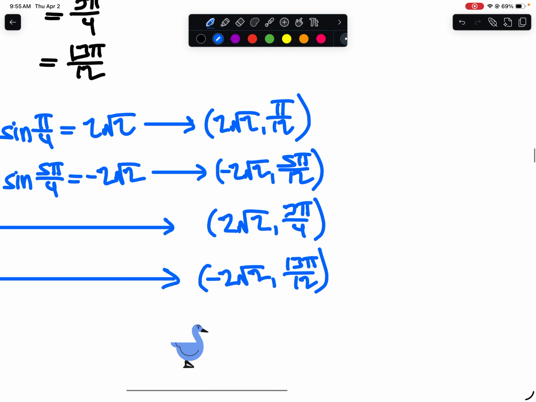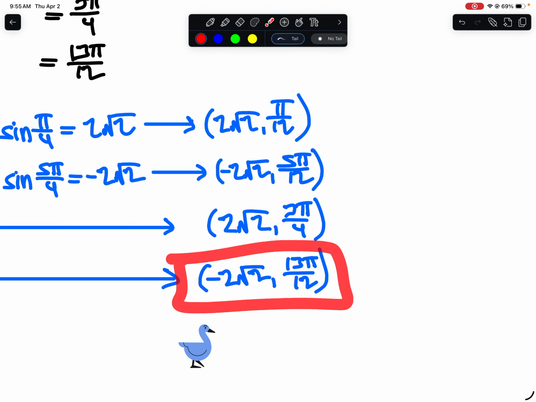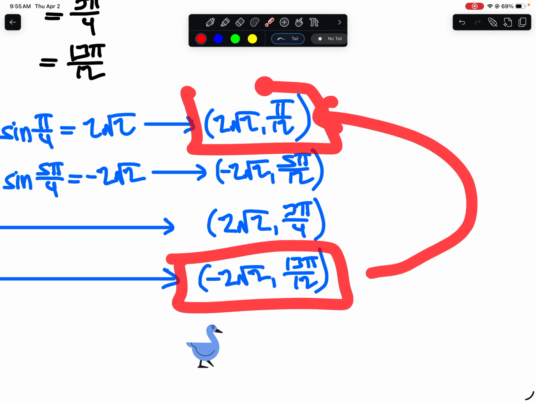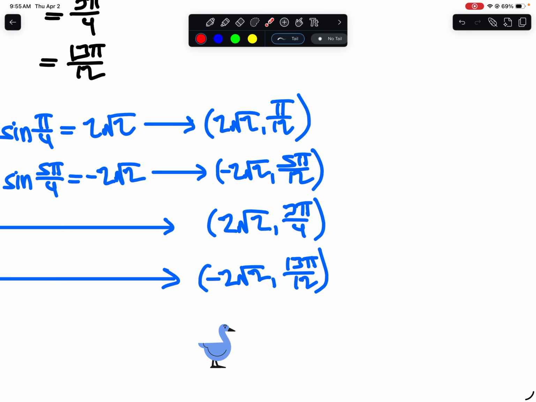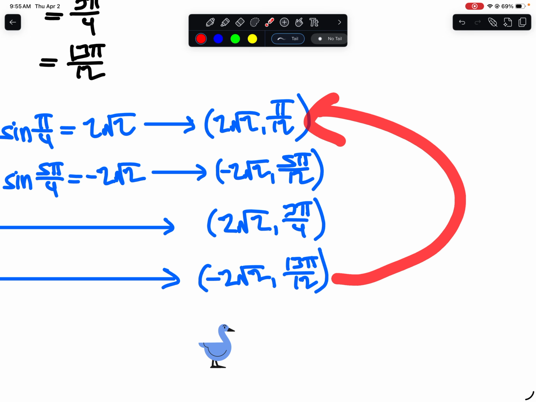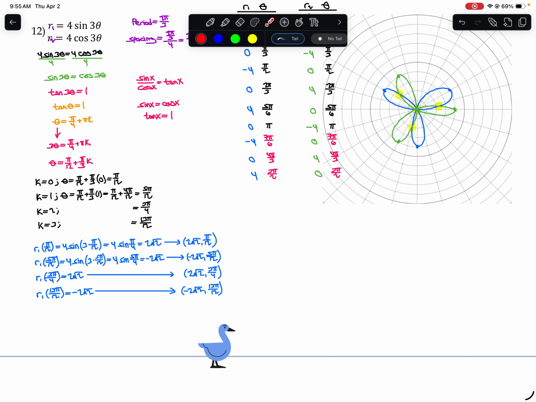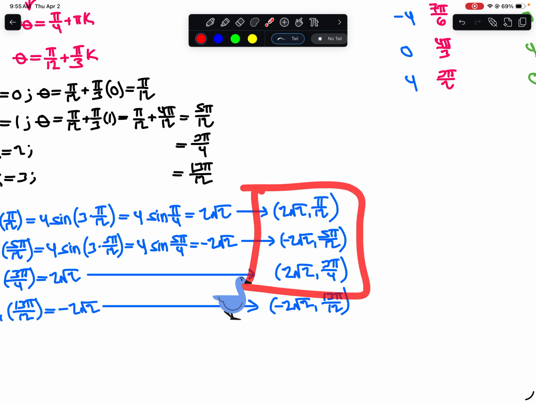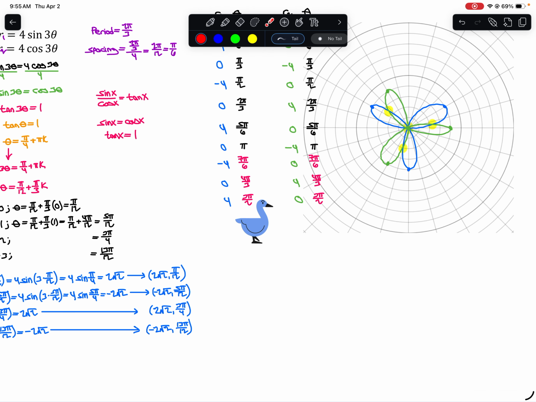Now, what I want you to notice is this point right here is the same as this point. So that's why you only need to do the first few, because the points are going to start repeating. So this is going to be the same as that point. Okay, so we're going to have these 3 points in addition to the pole as your solution there. If you keep finding more values, it's just going to repeat.